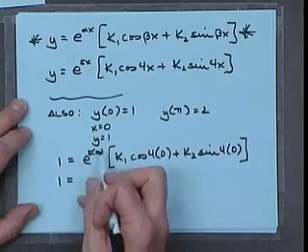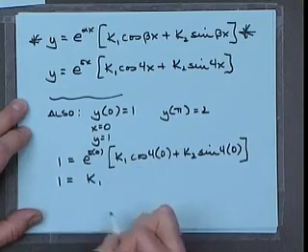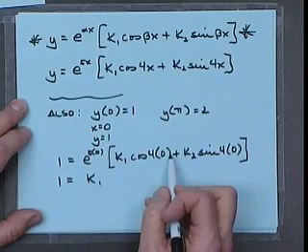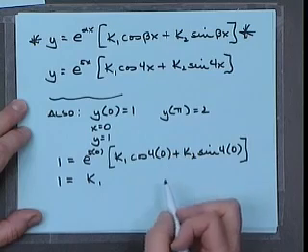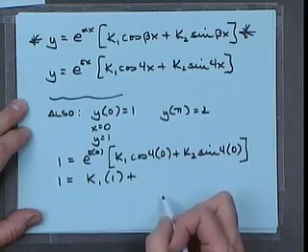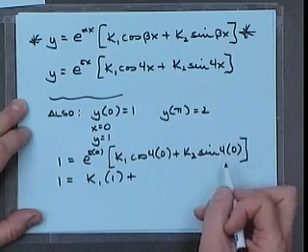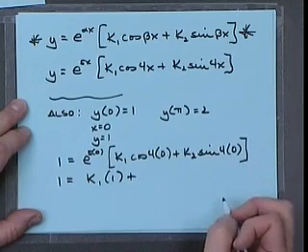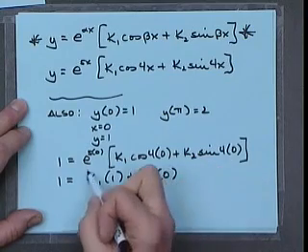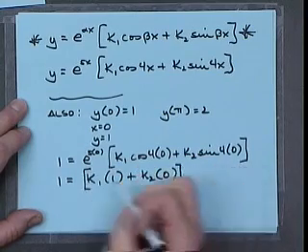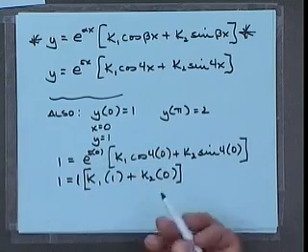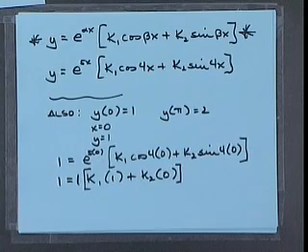So e to the 5 times 0 is e to the 0, which is 1. Cosine of 4 times 0, that's the cosine of 0, which is 1. And sine of 4 times 0 is sine of 0, which is 0. So we end up with a solution: K1 is 1.